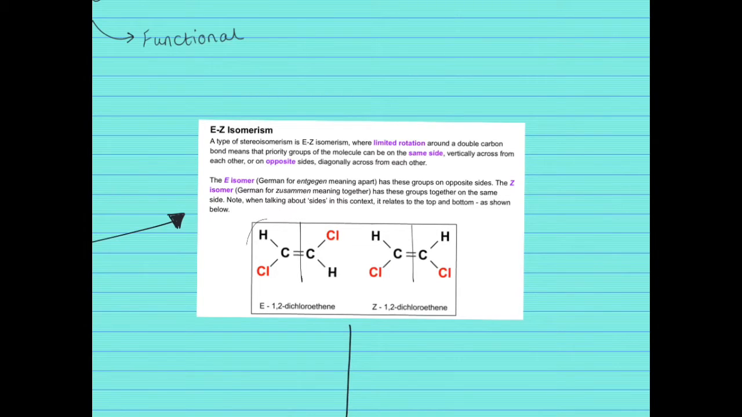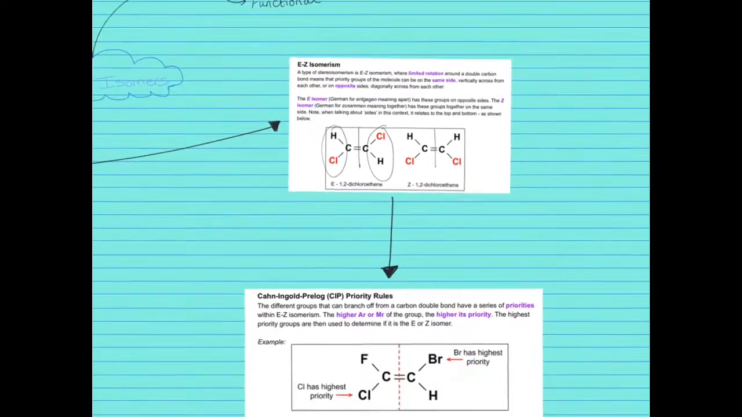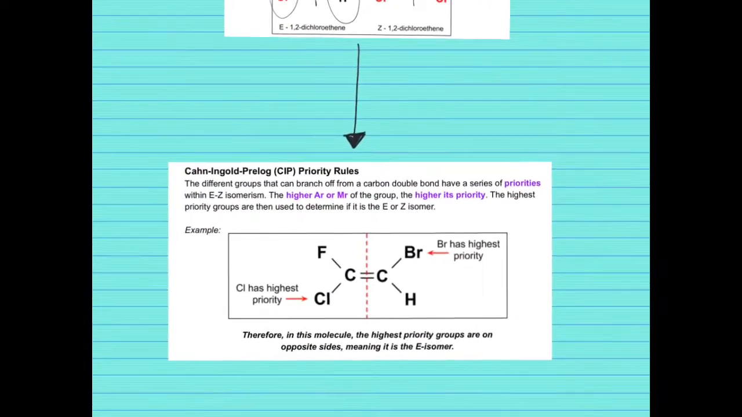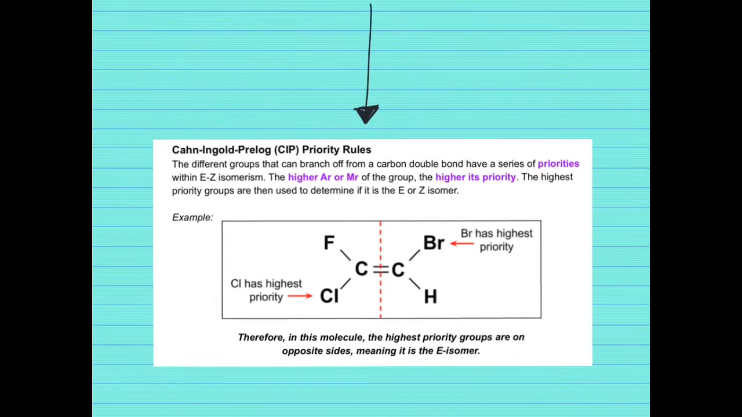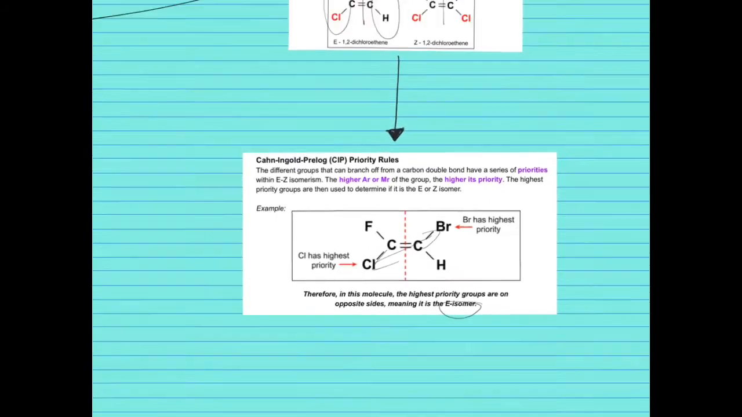So you're looking at what's on this side of the double bond and then what's on this side of the double bond. And remember, there is a priority rule for working that out. You're looking at the higher Mr or mass number across this line. So chlorine has a higher mass number than fluorine on this side, and bromine has a higher number than hydrogen. So these 2 are opposite each other, which makes it an E isomer. That's all an overview and a recap from last year.